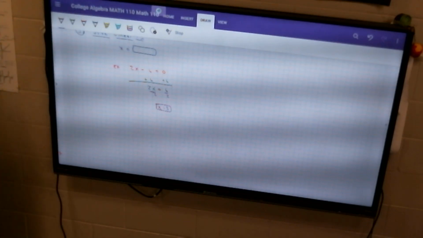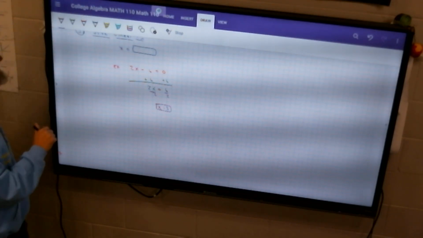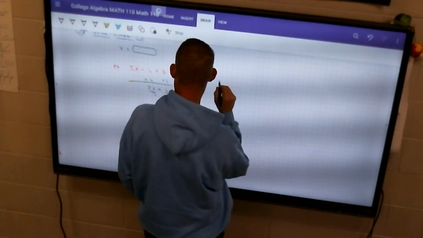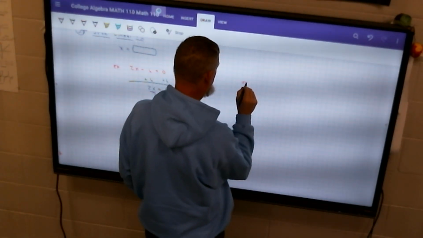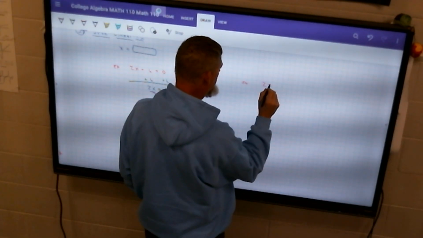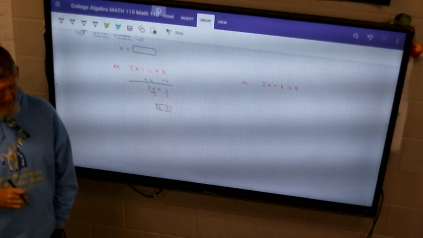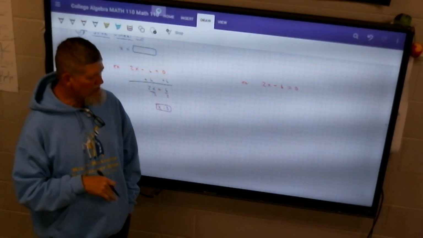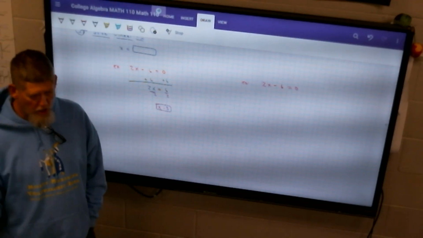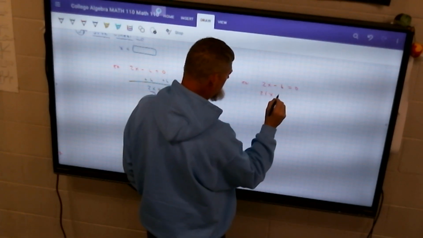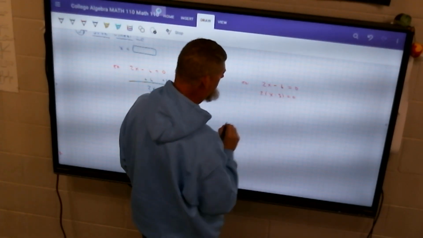Okay, so we know that's the correct answer, right? So let's do it a little differently. Let's solve it the way we're going to use quadratics, but it also teaches a very, very important concept. Let's take 2x minus 6 equals 0, and let's factor that out. What does 2x and 6 both have in common? 2. Outstanding. So I'm going to factor out a 2. I'm left with x minus 3 equals 0.